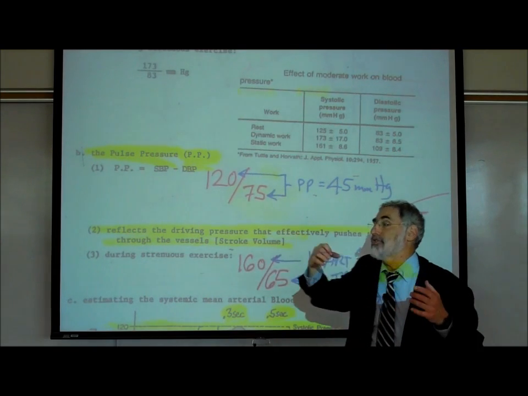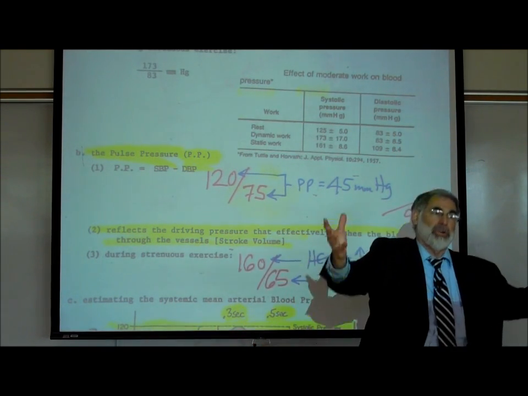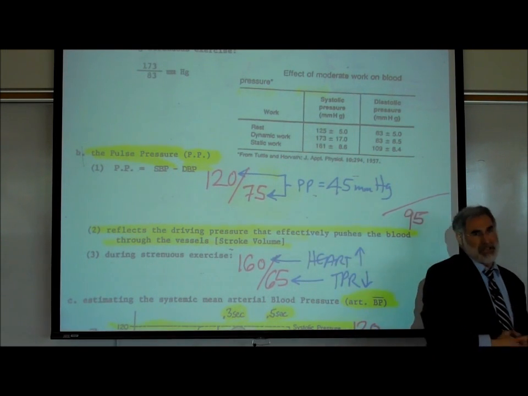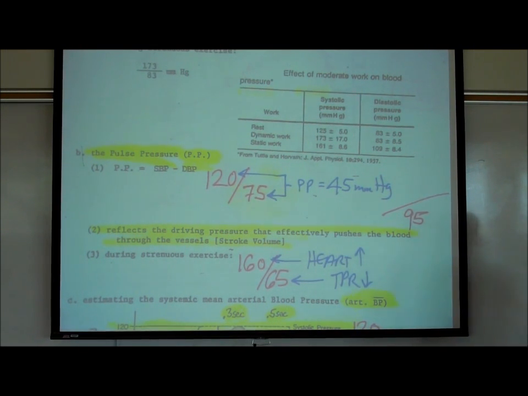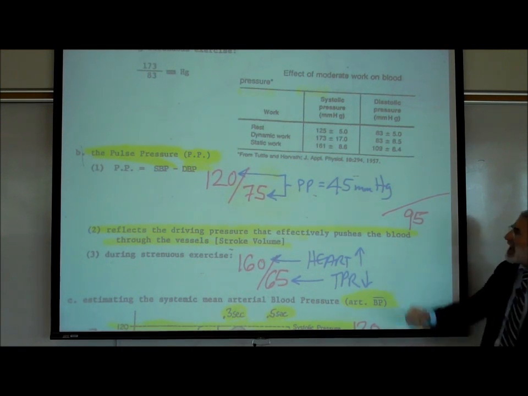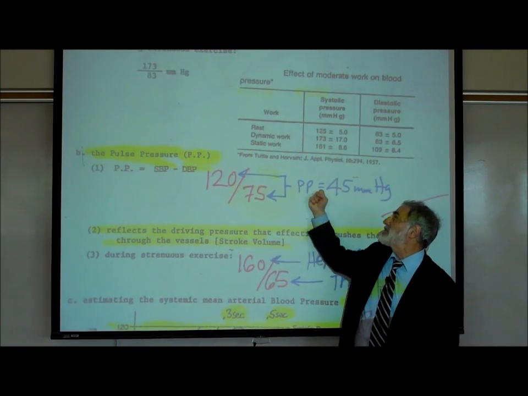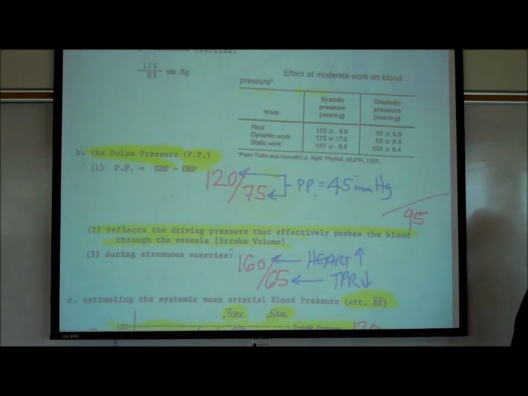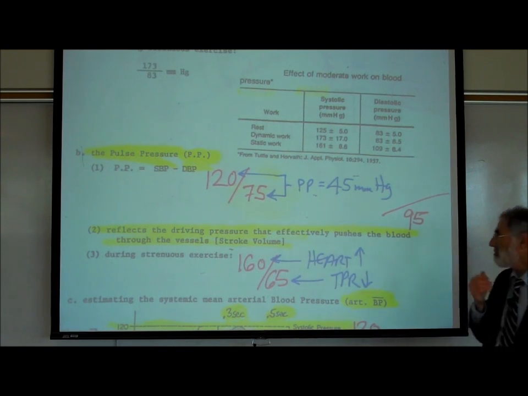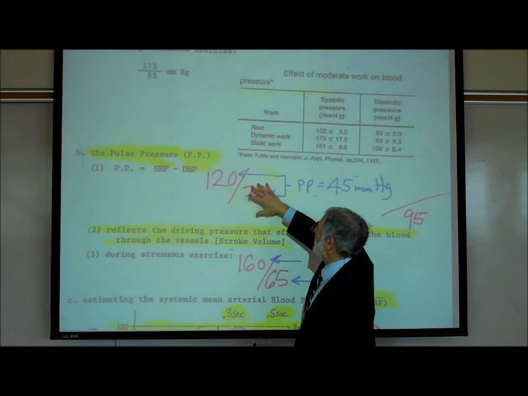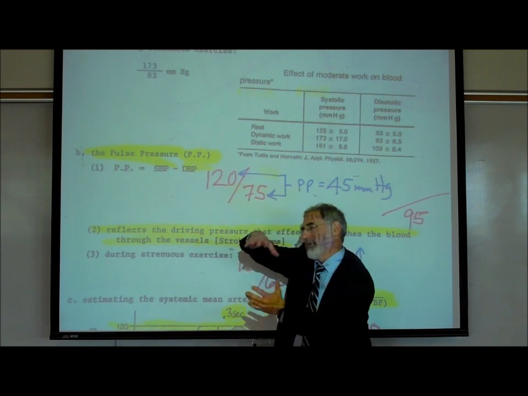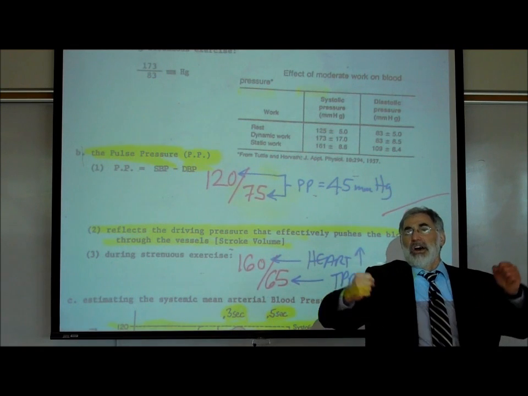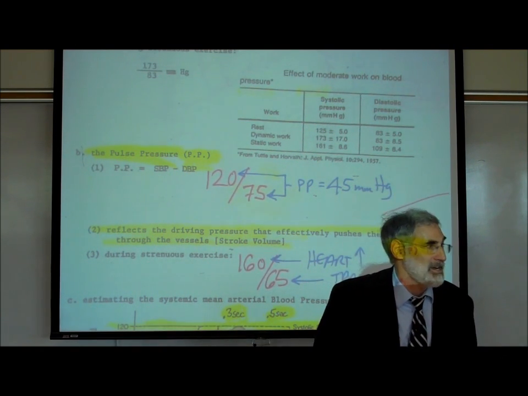So how much did your left ventricle actually increase the pressure in your aorta by? It raised it by 45 millimeters of mercury. So that was the driving force generated. That's how much your ventricle raised the pressure in your artery. From that low of 75, it raised it up to 120. It raised it by 45. So basically, when they measure the pulse pressure, when they subtract the systolic from the diastolic, that's really an indication of the power of the ventricle to raise the pressure.